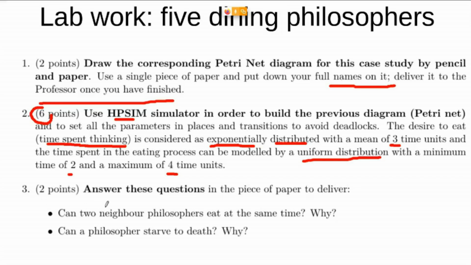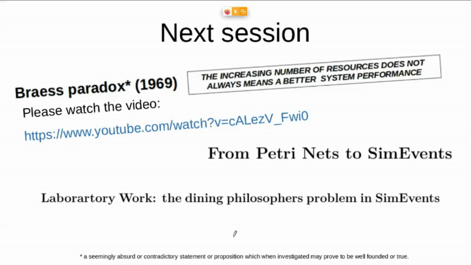Then finally answer these questions on a piece of paper to deliver. The questions are: can two neighbor philosophers eat at the same time? The answer is so obvious, okay? Why? You must justify your answer. And the most important thing, is there a possibility that a philosopher starves to death? Yes? No? And why? This is the end of the first session of this course, okay, this theoretical session.